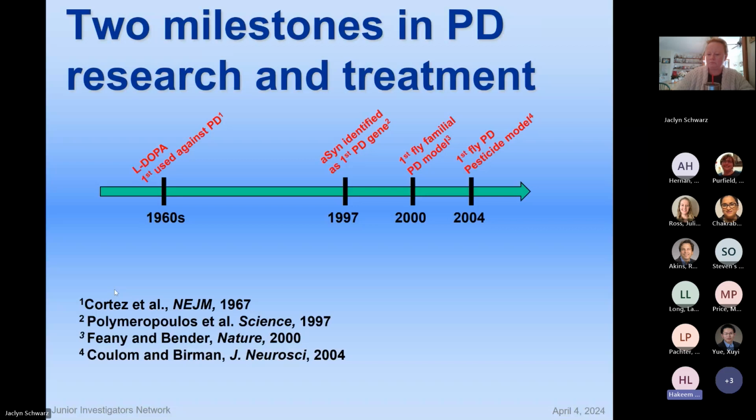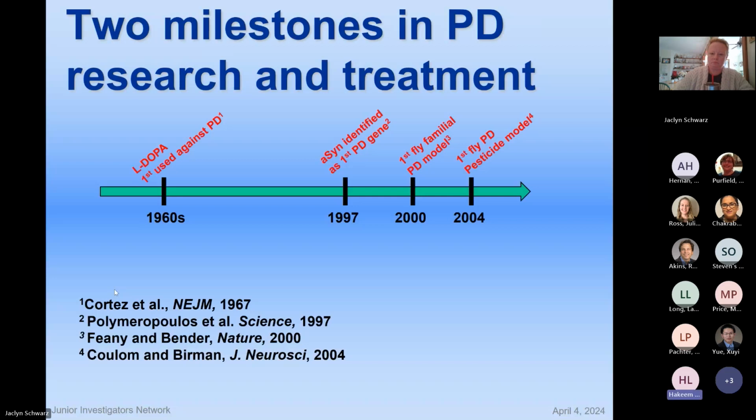But what I want to emphasize is that that point was where there was some kind of relief for patients that suffered from Parkinson's disease. And then about 30 years later was the identification of the first quote unquote Parkinson's disease gene, this protein called alpha-synuclein, which I have mentioned a couple of slides ago.